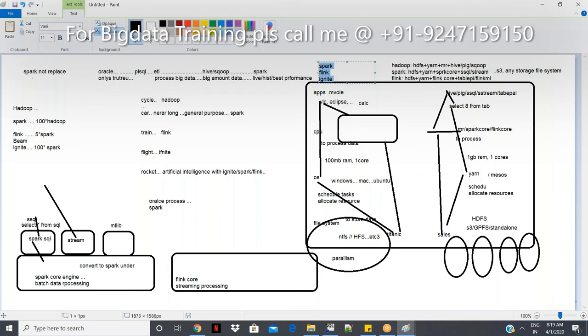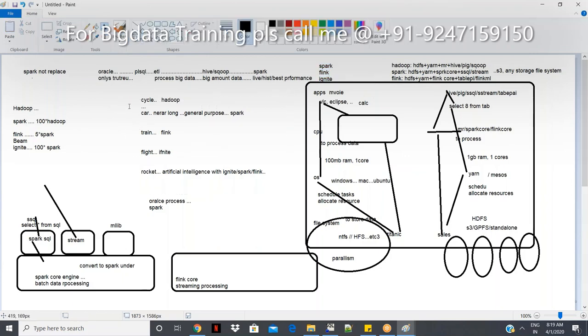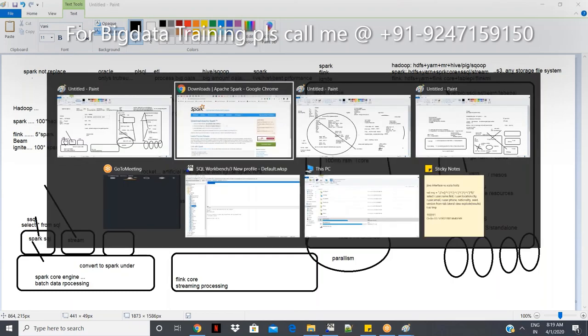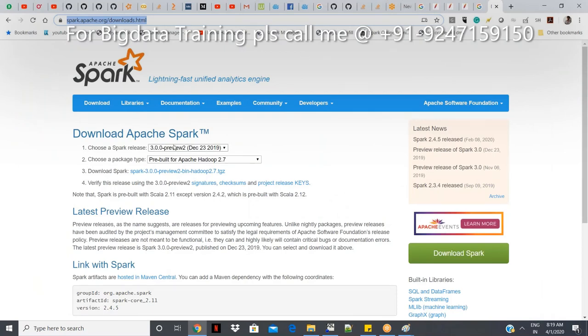Now Spark is a hotcake. As I said earlier, like car, train, and flight, that is how you use them. In the same way, as of now, Spark is enough to solve many, many big data problems. There is actually no need for Ignite. Agreed, Ignite is very, very powerful, more than Spark. Spark 3.0 was released recently, but it is not stable. Hopefully, after a couple of weeks, it will be stable. Now you are mostly using Spark 2.4.